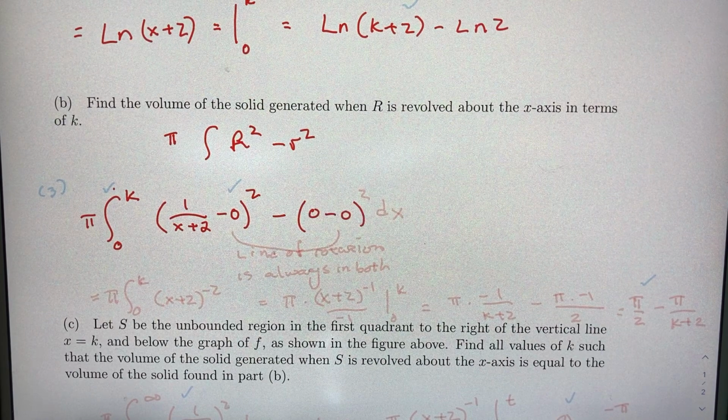And I always include, just to remind you one last time, the line you rotate around is always in both squares. Okay, so if you rotate it around the line y equals 2, or for that matter x equals 3, and you had a function of y, you still have to have that number in both squares.